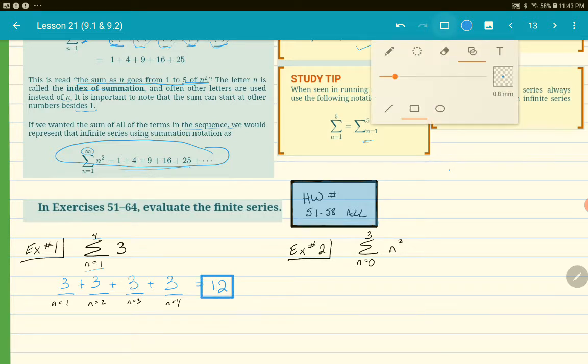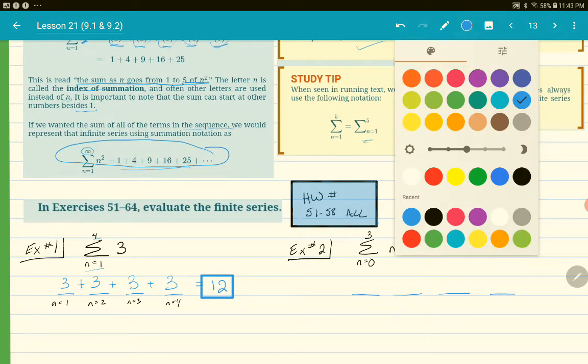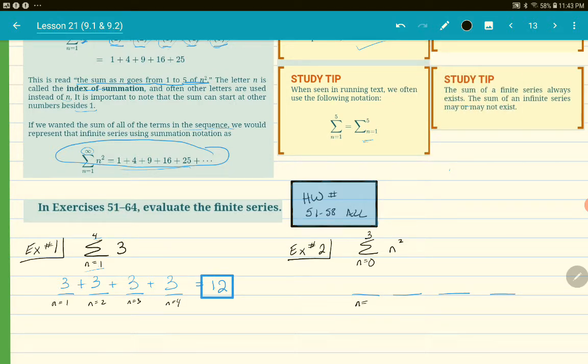Okay, moving on to example 2. Here I have a sum of all the terms as n goes from 0 to 3. Remember, we don't always have to start at 1. We can start at 0 too. So n goes from 0 to 3 of n squared. So I have 0, 1, 2, and 3. So those are my possible n values: n equals 0, n equals 1, n equals 2, n equals 3. And I'm going to add them together.